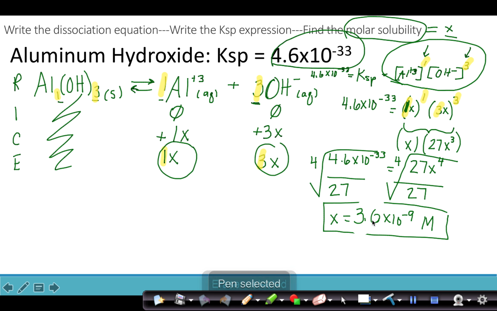This 3.6 times 10 to the minus 9 molar is the maximum concentration of aluminum hydroxide we can get to dissolve at this temperature.